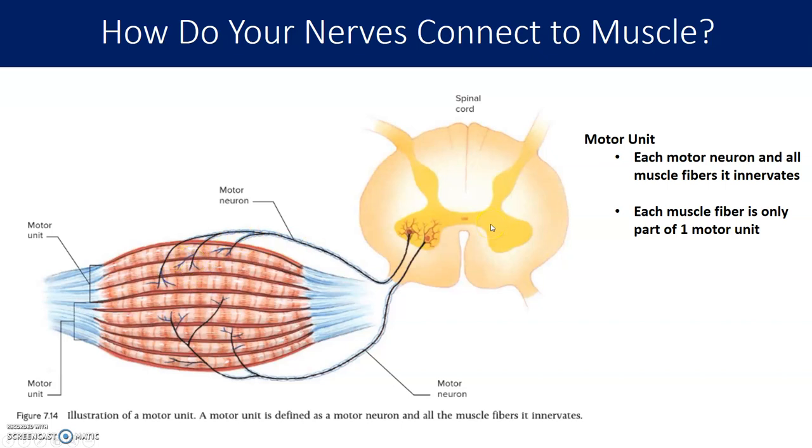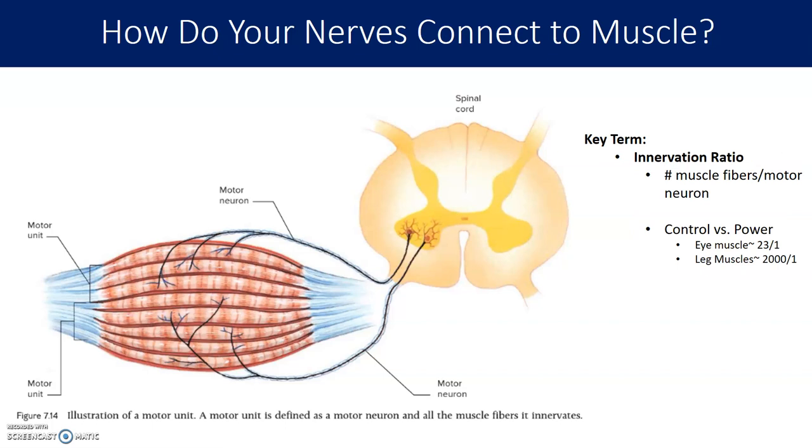And motor units can vary in size. They can be very big or very small. The more muscle fibers that a single neuron innervates, the more power or force that motor unit can generate. In contrast, the fewer muscle fibers that a single neuron innervates, the more control it can have. So your eye muscles, every neuron in your eye muscles only innervates a couple of muscle fibers, so you get pretty good control. You can't generate a lot of force with your eye muscles, but you can control very precisely where your eye is going.